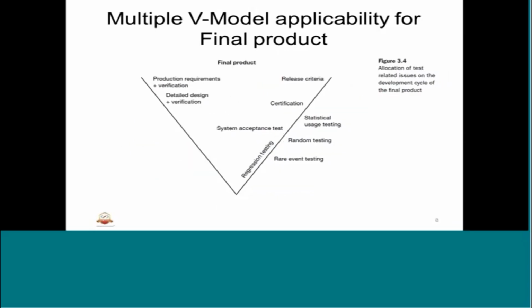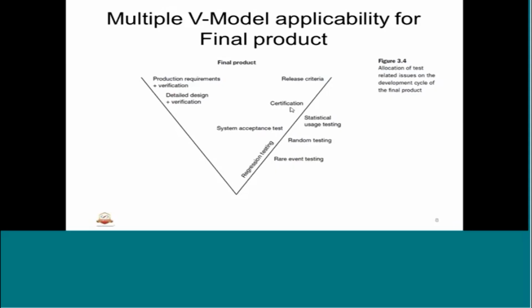Final product, the formal product, how we can apply the multiple V model. Product requirements, that means end product requirements, detailed design, and because code and all we have already taken care of in the prototype, for the final product we are left with only the requirements and design. And in terms of releasing or deploying the product to the customer, we have release criteria, acceptance and all that. Certification is important, especially where the products are going to be fitted in terms of safety aspects that need to be taken care of.